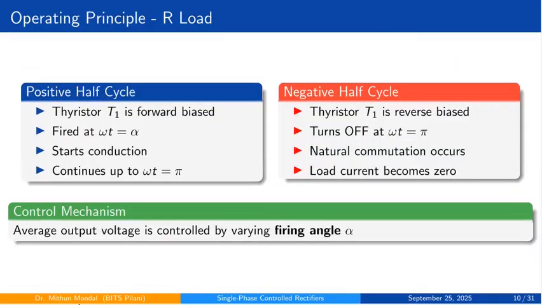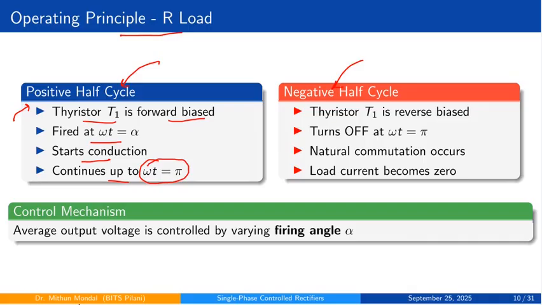Now we will see the operating principle of this R load in the positive half cycle and the negative half cycle. In the positive half cycle, the thyristor T1 is forward biased, and we fire the thyristor at omega t equal to alpha. The conduction process begins and continues up to omega t equal to pi. That is the first positive half cycle.